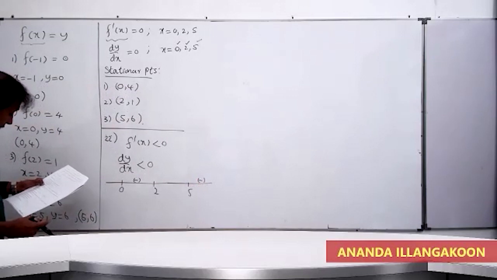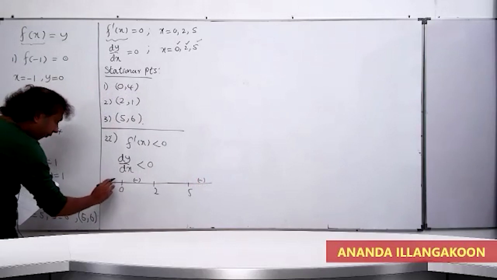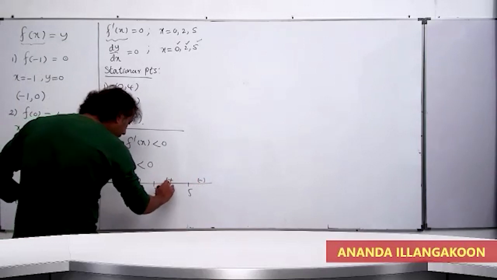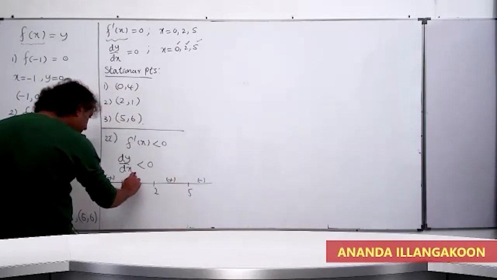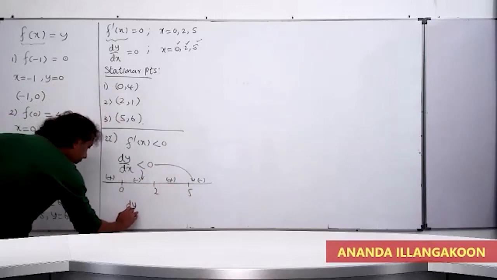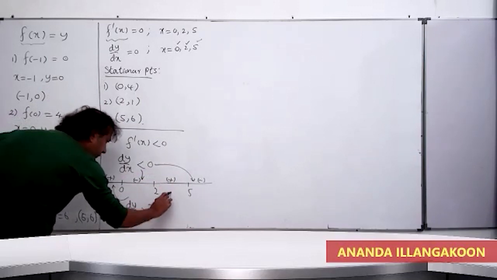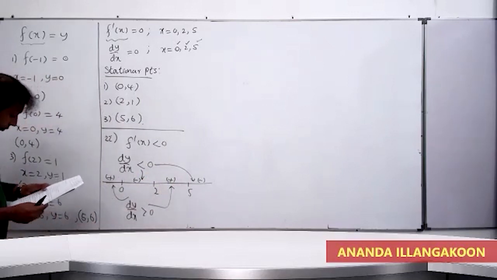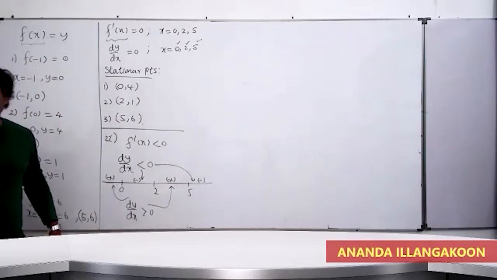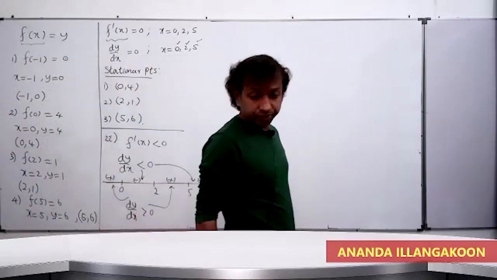f dash x is positive to the left of 0, and between 2 and 5. Sketch the graph of y equals f(x). Now summarize this data and try to sketch the graph of y equals f(x). I'll give 2 or 3 minutes.